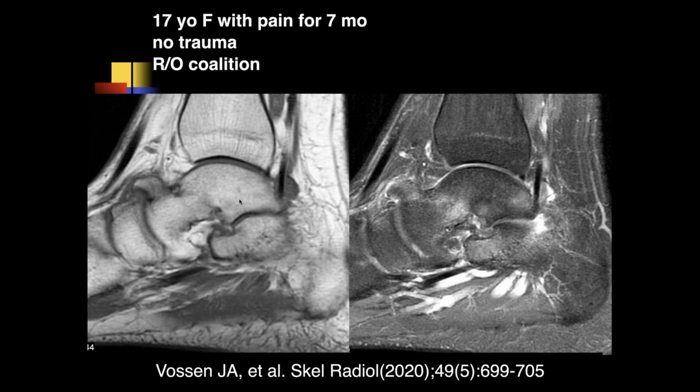Okay, Michael. Okay, 17-year-old female with pain for 7 months, no trauma, rule out coalition. So we have this large, mildly edematous spur extending off the superior anterior talus. There's also the edema in the talar neck. And there's some abnormal edema and bony irregularity of the dorsal navicular.